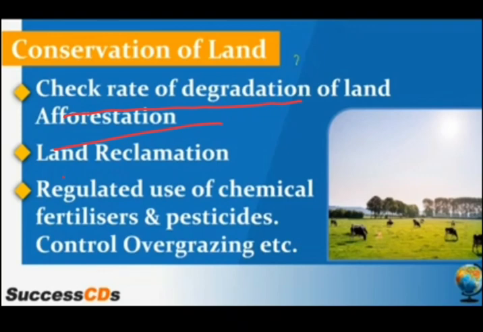All of you know about afforestation? Yes, it means planting trees on an area of land in order to form a forest. That you plant as many trees as possible so that an area of land is converted into forest. Then the next one is land reclamation. What is land reclamation, beta? It is the process of creating new land from the sea. From the sea, a new land is made.